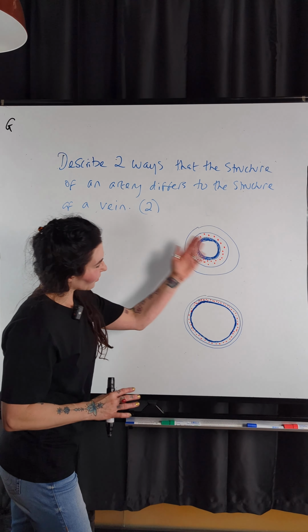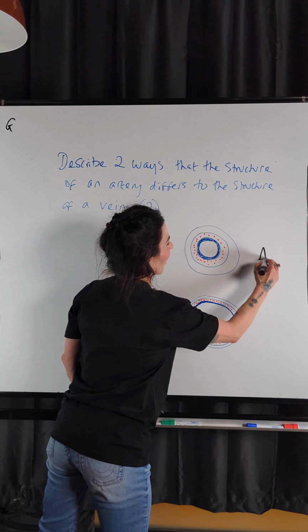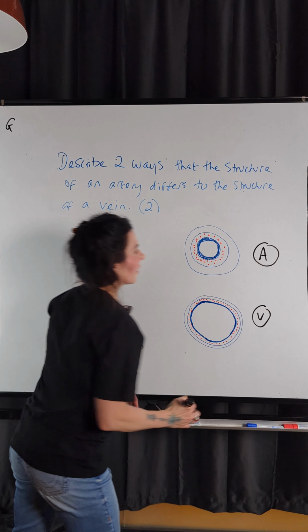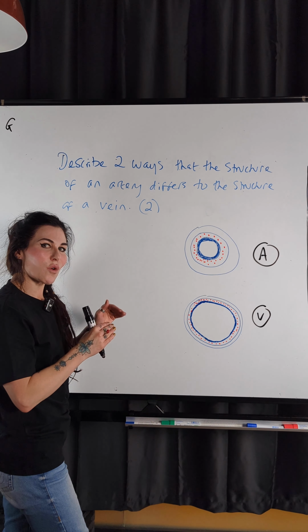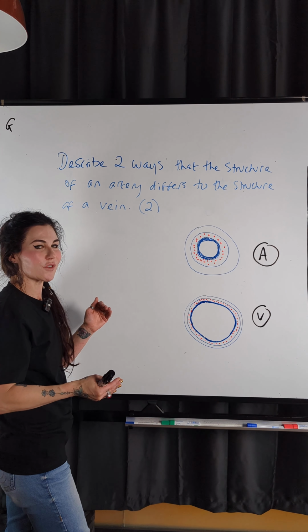Let's have a look at these cross sections of our blood vessels. This is our artery. I'm going to call that A. This is our vein. The key thing in your wording here is it's got to be a comparison. You're looking at their differences.